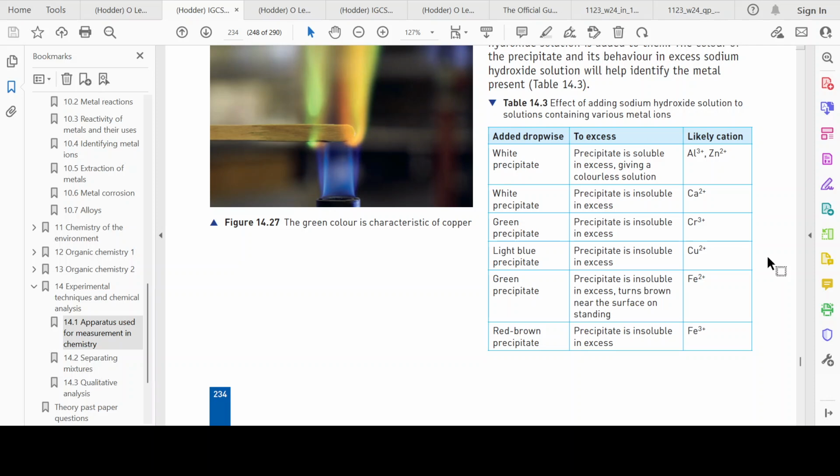Green precipitate, which is insoluble in excess, and if you leave it standing, it turns brown near the surface, that would be iron 2. Leaving it to stand and turning brown near the surface is going to help you distinguish it from chromium, which is only green and insoluble. And then you've got a red brown precipitate, which is insoluble in excess, and that gives you iron 3.